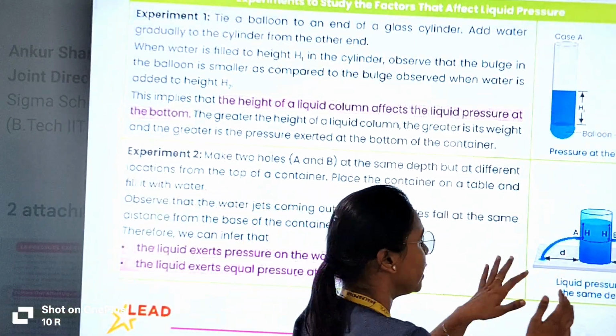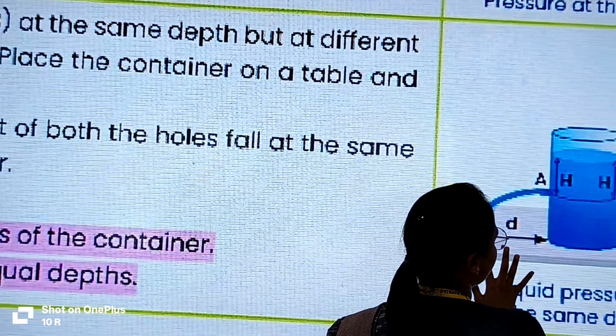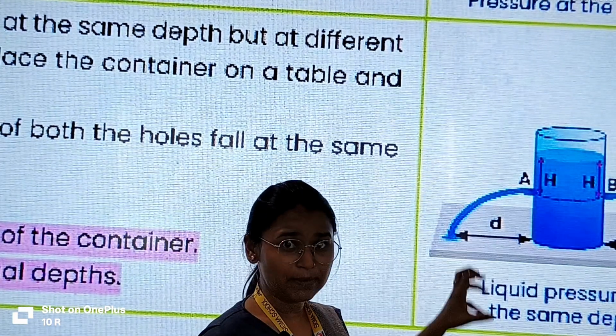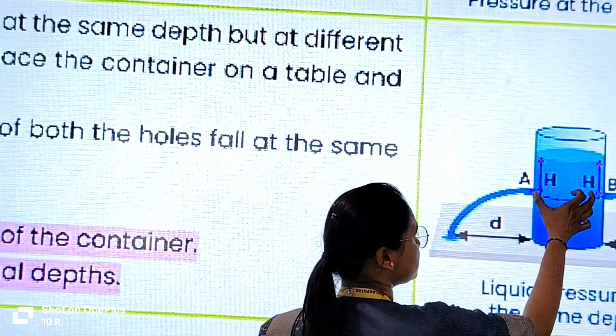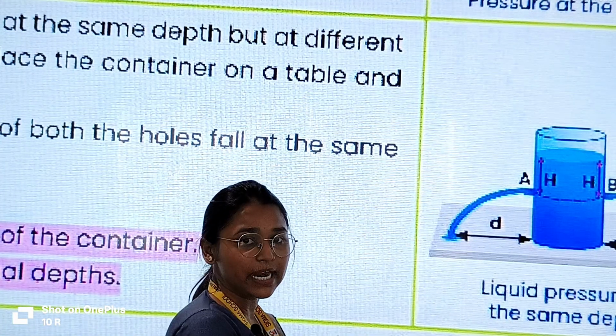In case number 2, as you can see, we have made two holes in this container at the same depth. As you can see, the same amount of pressure comes out from the wall of the container.